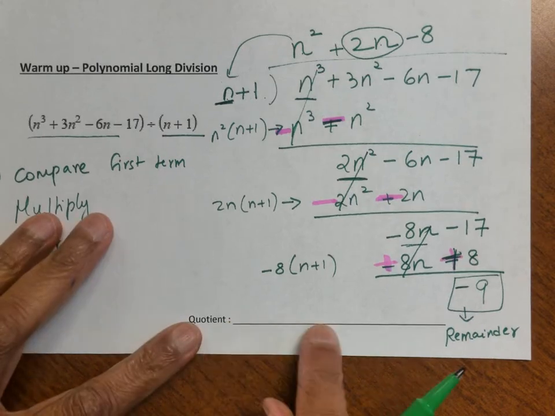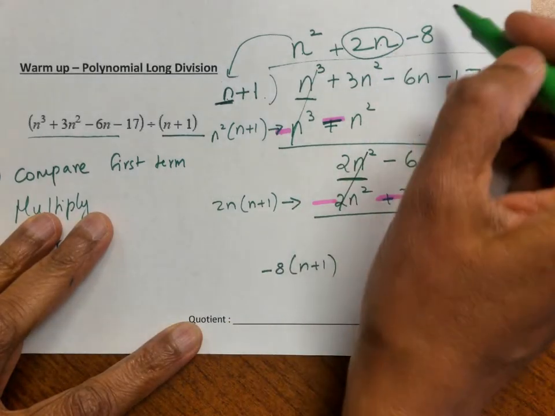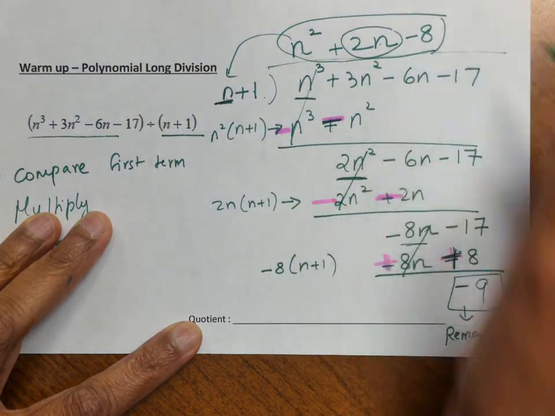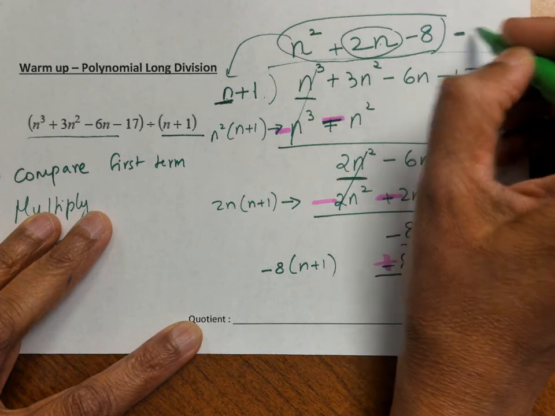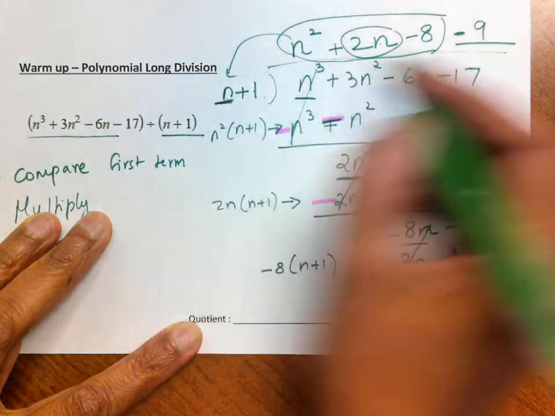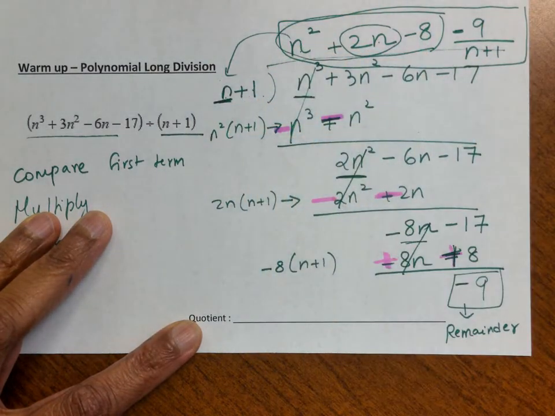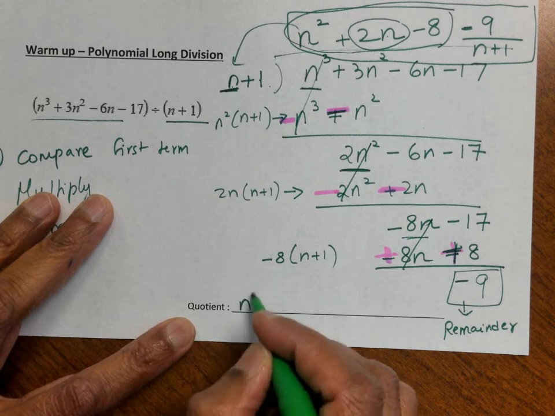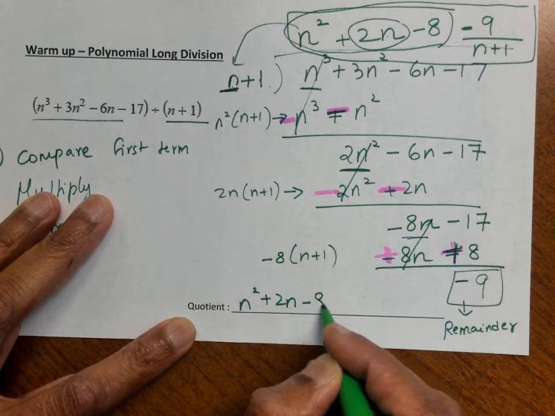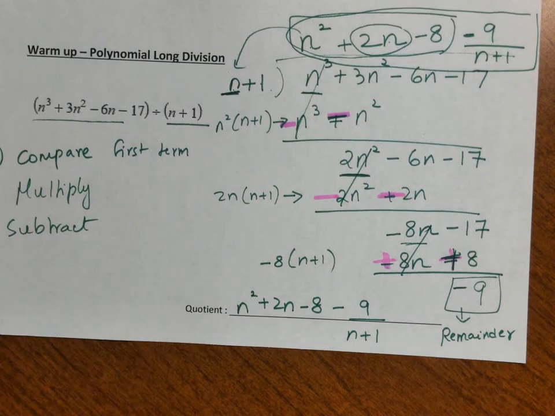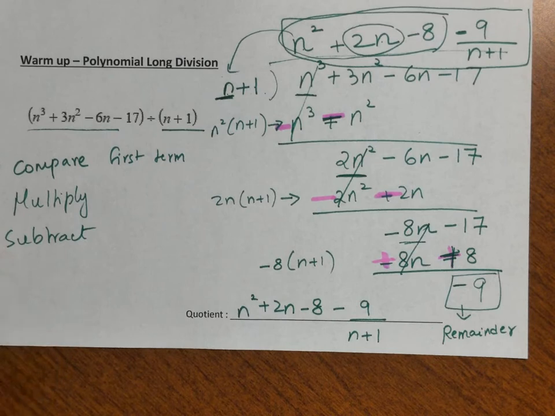So how do you write the whole thing? How do you write your quotient? We'll write the quotient, but whenever you have a remainder, this is your quotient, but this is not the only quotient. You also have to add the negative 9 over the divisor, so n plus 1. So this is your final answer. If you want to write the whole answer here, it's going to be n squared plus 2n minus 8 minus 9 over n plus 1. It's normally plus whatever the remainder is, but in this case it's negative. So it's negative 9 over n plus 1. Is everybody clear?